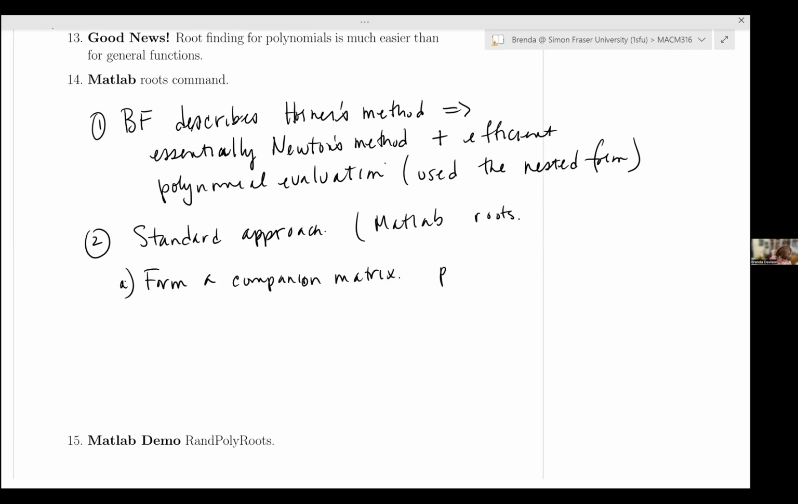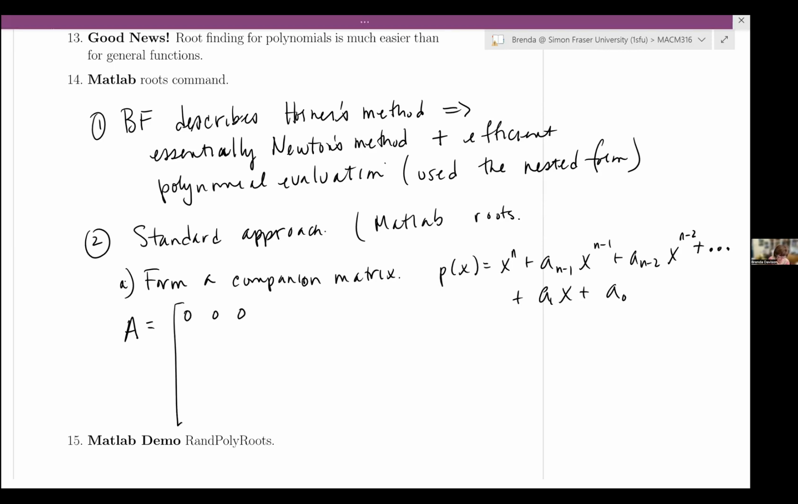Let's put the polynomial for which we want to find a root so we can see how this looks. The polynomial looks like this: x^n plus a_{n-1} x^{n-1} plus a_{n-2} x^{n-2} plus ... plus a_1 x plus a_0. The first thing that is done is it makes a matrix like this. It's going to depend upon the degree of the polynomial. The matrix is a sparse matrix. It looks like this.